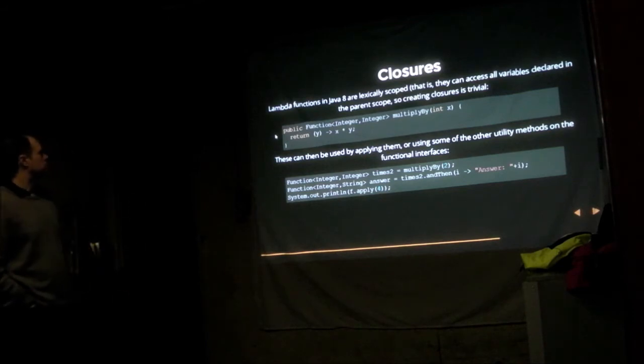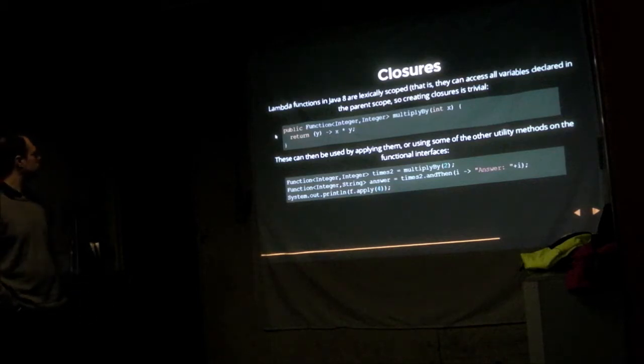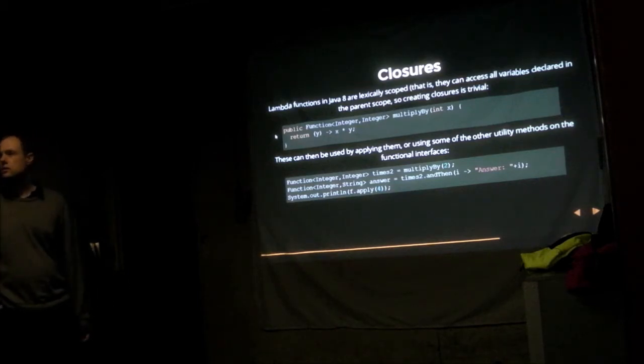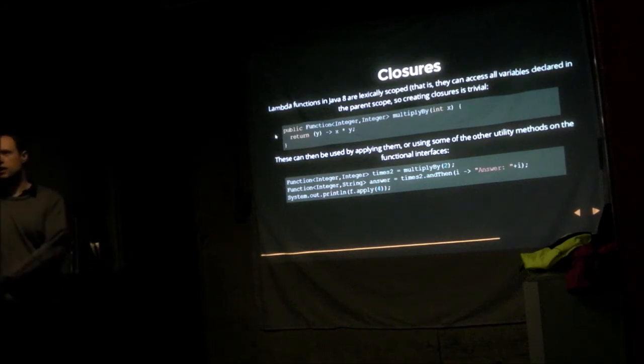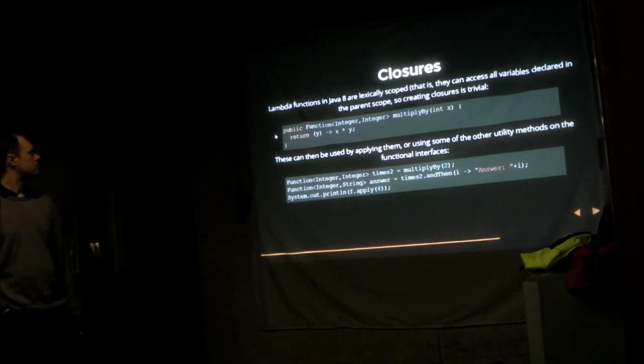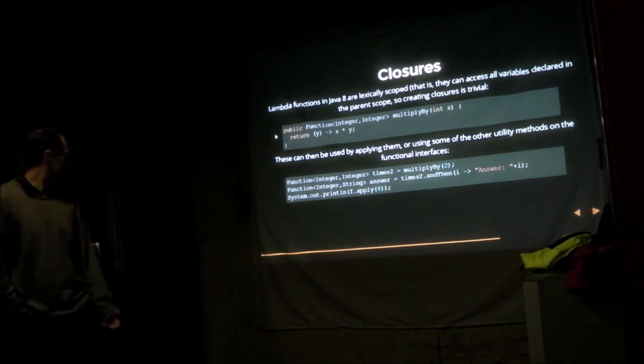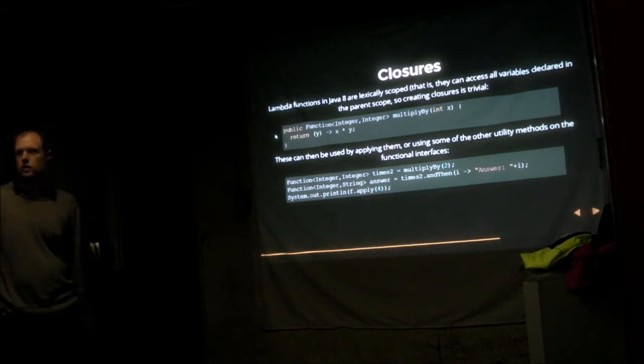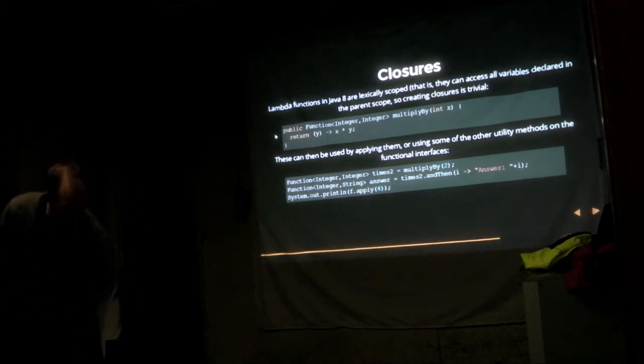So at the bottom there you've got how that could be used. Function, for example, has an andThen method, so you can just chain lots of Lambdas together. So that one's using my multiply by 2 and then adding that, turning it into a string with an answer. And so you can see the generics there working to turn the overall Lambda into a string.